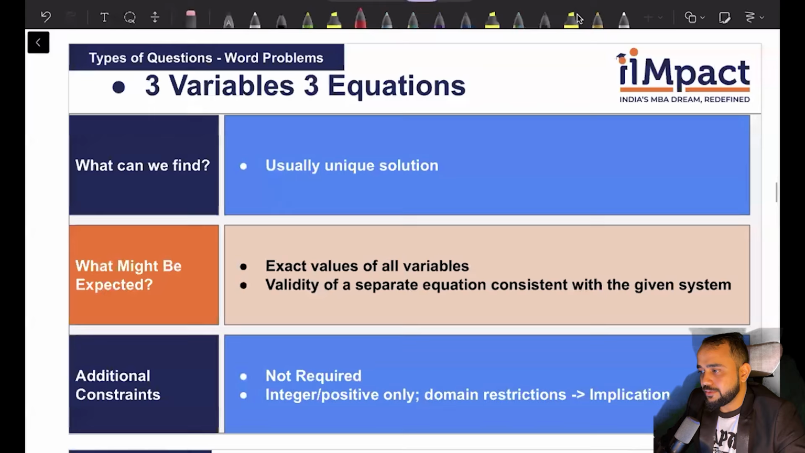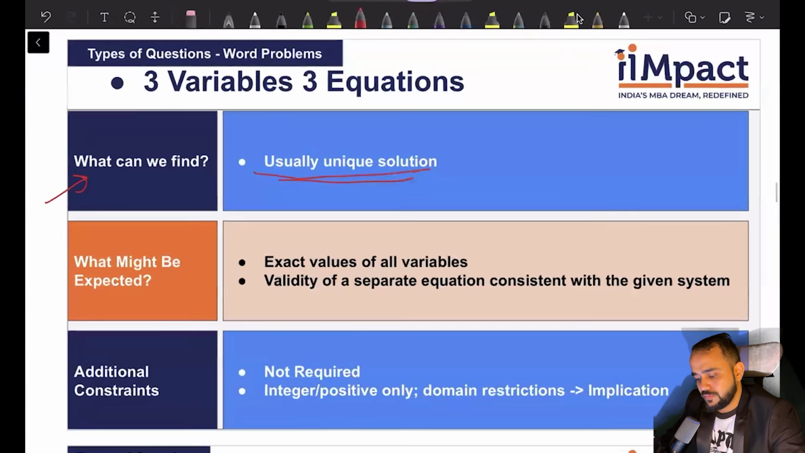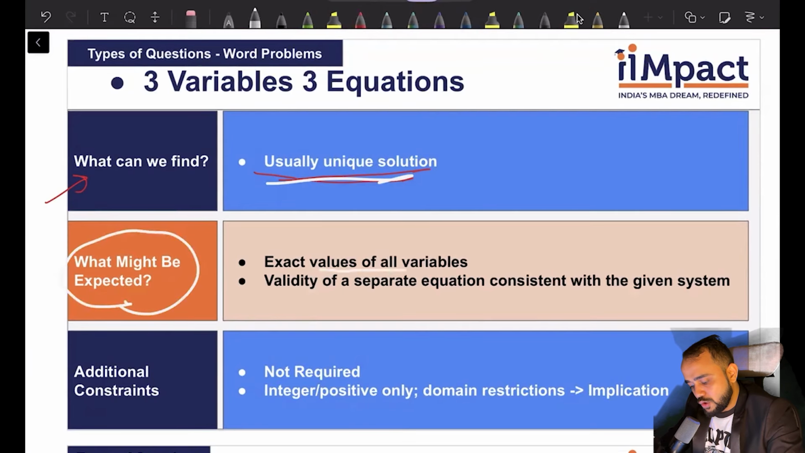Then let's move forward. Let's go towards three variables and three equations. What can you find? You can find unique solutions, obviously, given the constraint that a solution exists, right? What can be expected from you? An exact value of all variables. And this is sometimes asked because finding the exact value of three variables, even when three equations are given, is a lengthy process. So they can ask you that. It's not a difficult question, but it is going to be calculative.